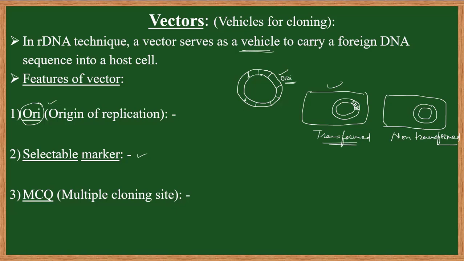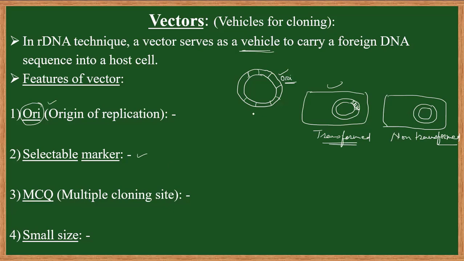If we need to insert a gene of interest, we can do the same with the help of the multiple cloning site. With the help of restriction endonuclease we can cut at this site, this one also, and that one also. So we have multiple chances. This is called MCS, multiple cloning site, and it is also called a polylinker site.